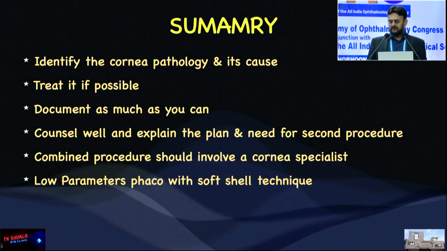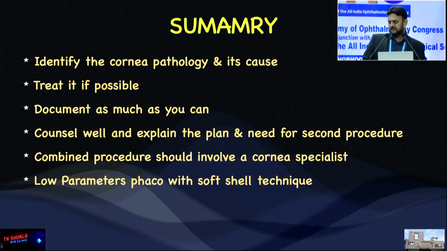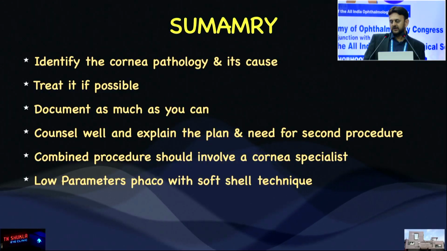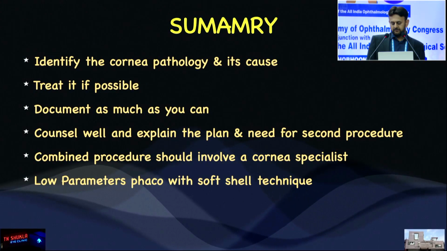So to summarize, identify the cornea pathology and its cause. We need to treat it if at all it's possible. We need to document as much as we can. We need to counsel and explain the plan and the need for a second procedure. Combined procedures should always involve a cornea specialist, and low parameters phaco is important with a soft shell technique.